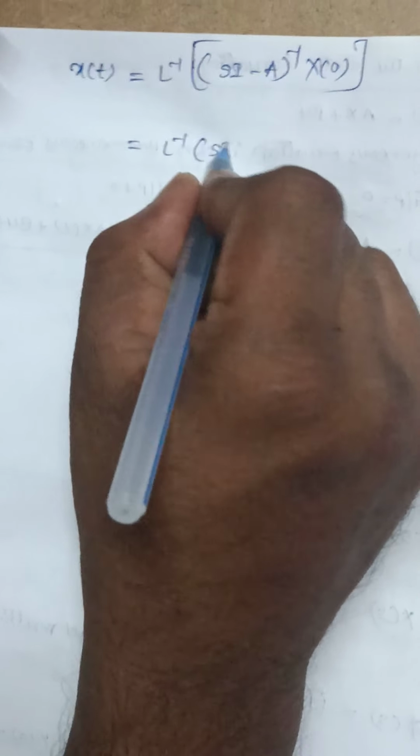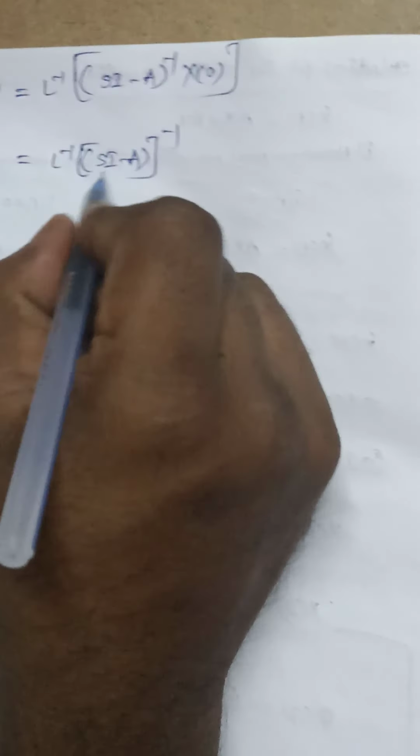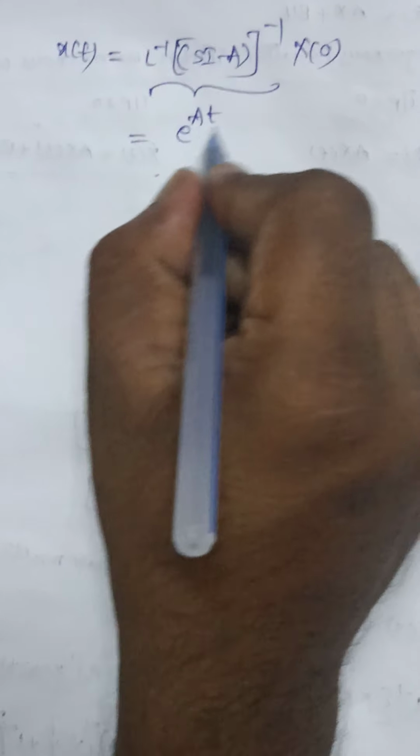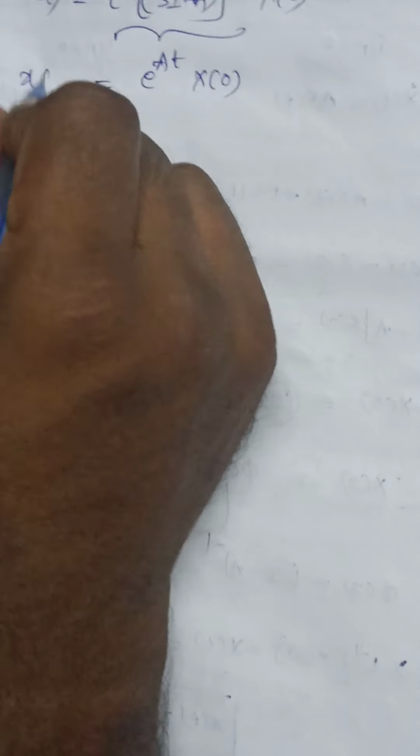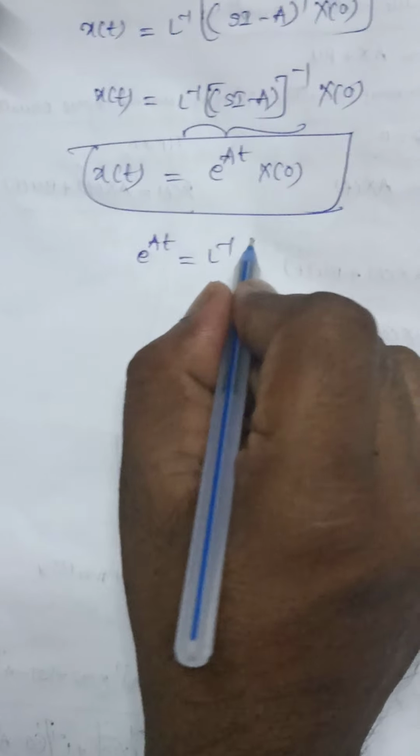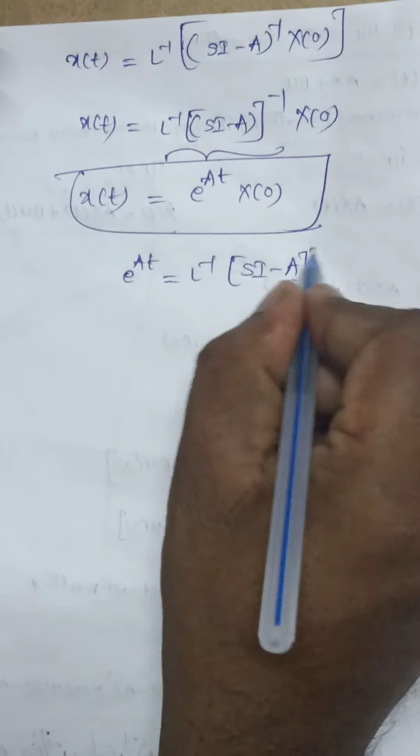And also x of t is equal to L inverse of (sI minus A) whole to the power of minus 1 into x of 0. Just now we discussed here. So L inverse of (sI minus A) whole to the power of minus 1 is nothing but this matrix into x of 0 here. So this matrix is nothing but e power At into x of 0. x of t is equal to this, where e power At is equal to L inverse of (sI minus A) whole to the power of minus 1.